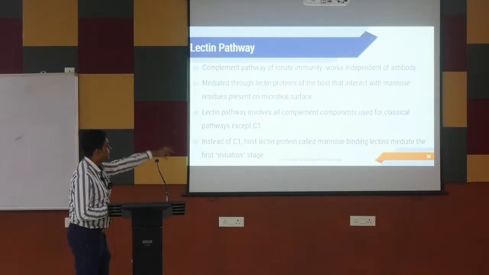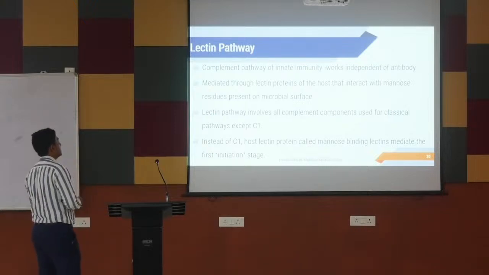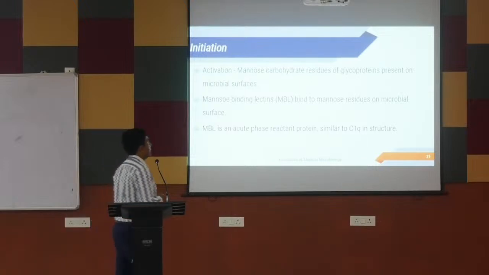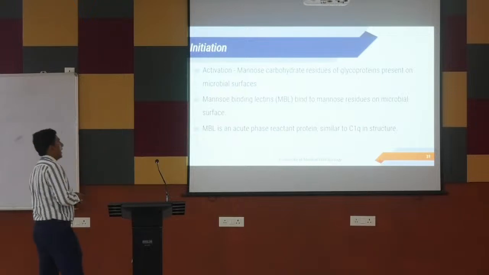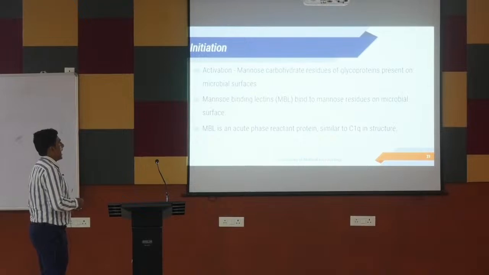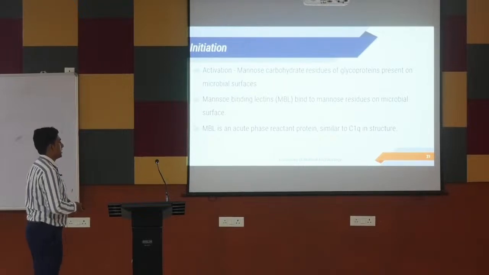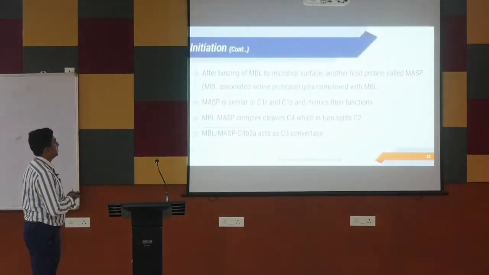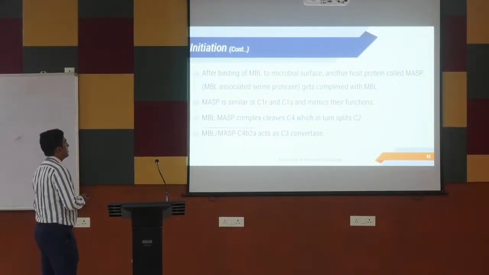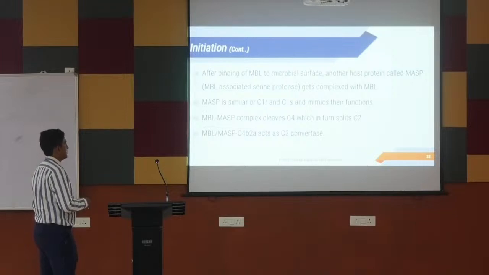Host lectin protein called mannose binding lectins that mediate the first initiation stage. How does activation start? The mannose carbohydrate residues of the glycoproteins present on the microbial surfaces. Mannose binding lectin binds to the mannose residues on the microbial surface. Mannose binding lectin is an acute phase reactant similar to C1q in structure. After binding of the mannose binding residues, another host cell protein gets complexed. This MASP is similar to C1r and s and mimics their functions. The MBL-MASP complex cleaves C4, which in turn splits C2.